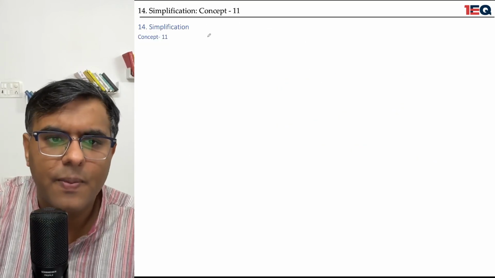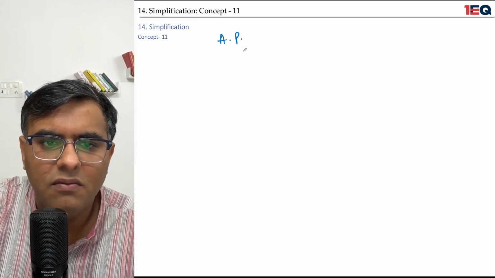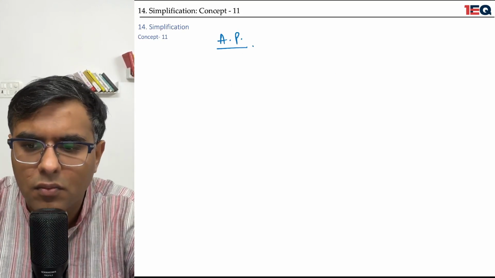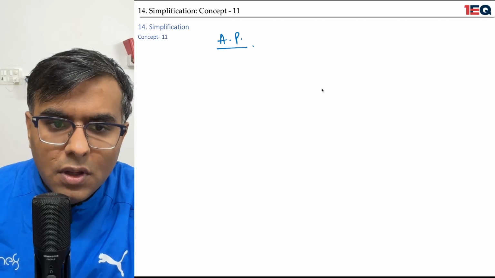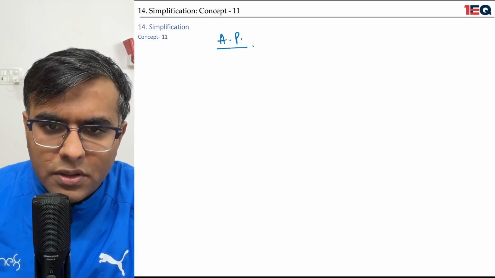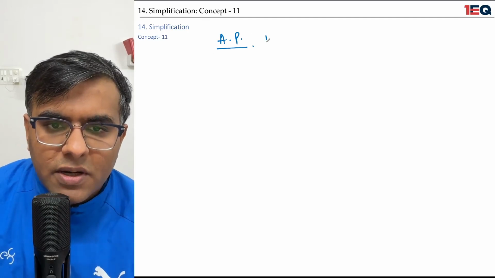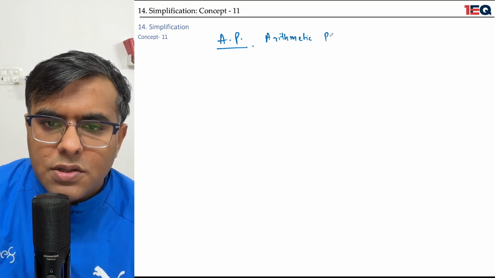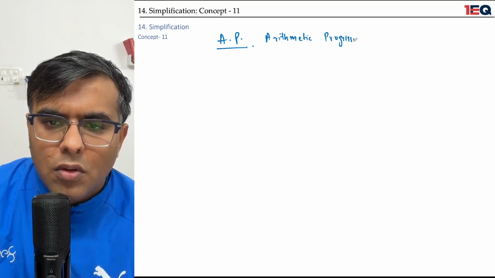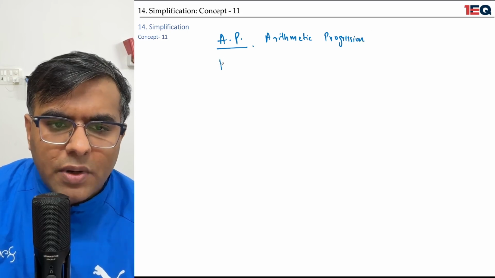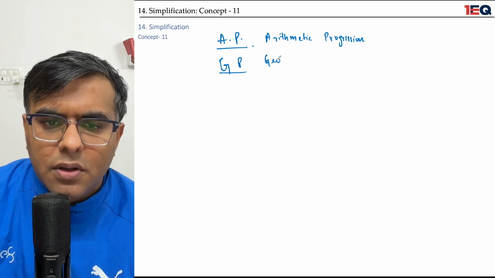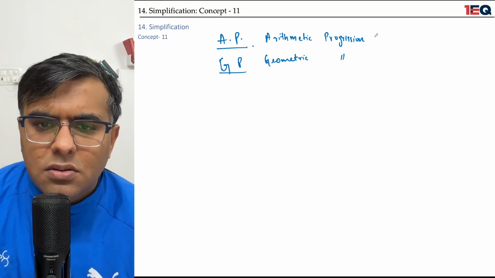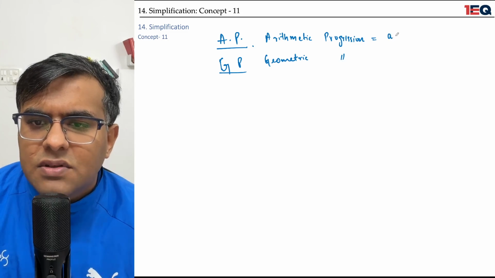Now moving on. There is a concept of AP which I would be teaching over here. Now we'd be talking about AP, and AP stands for arithmetic progression. There is another progression which you might know about, which is called GP, geometric progression. So what happens in an arithmetic progression is that let's say the first term is a.